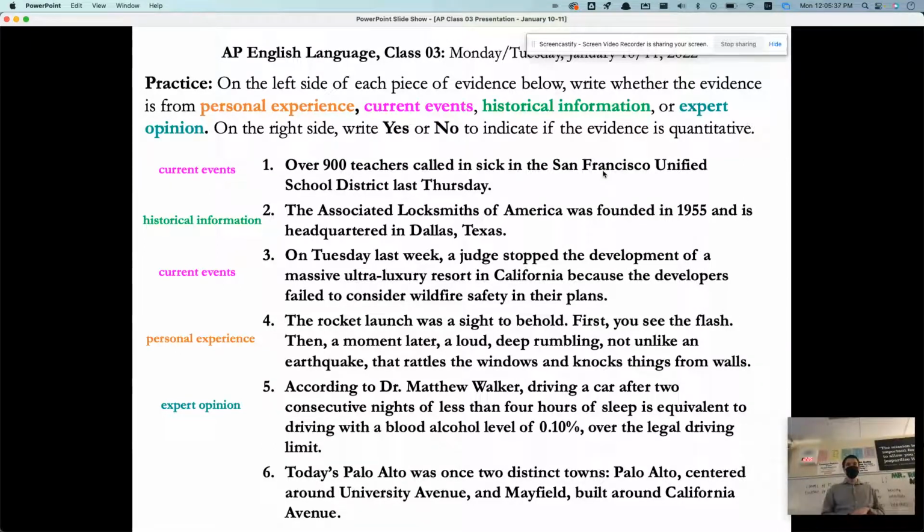And then today's Palo Alto was once 2 distinct towns. Historical information about Palo Alto. Yes, it is quantitative. It says 2 distinct towns. All right, questions about any of those?